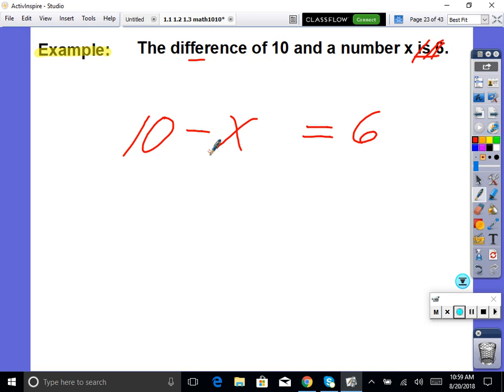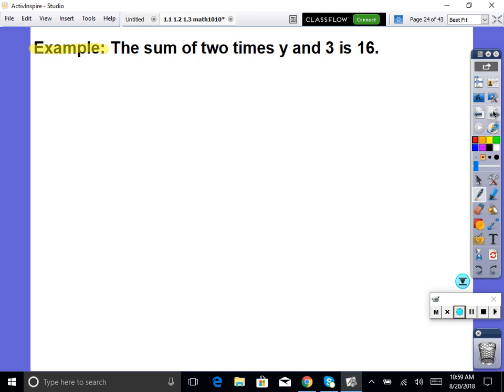Next one. The sum of 2 times y and 3 is 16. Start working backwards. Equals 16. Done, done, done. The sum, now here let's read this. The sum of 2 times y, so 2 times y. 2 times y plus 3 equals 16. Now you can solve. Easy enough.